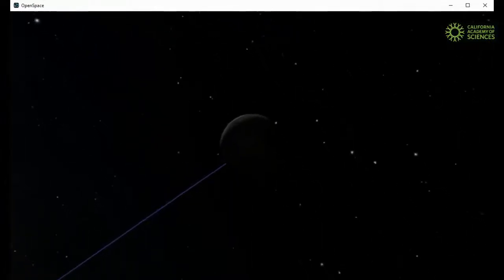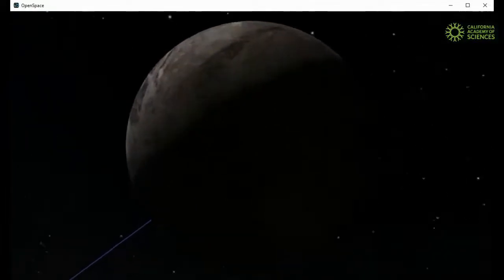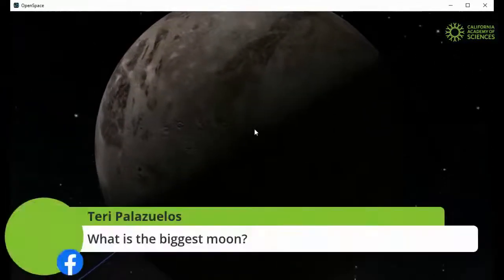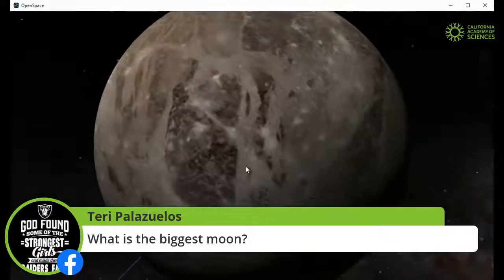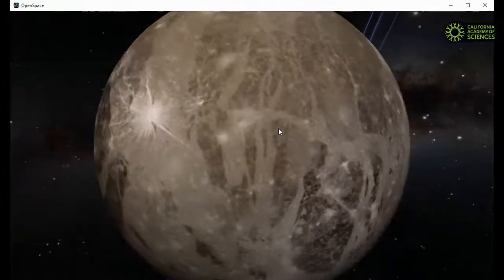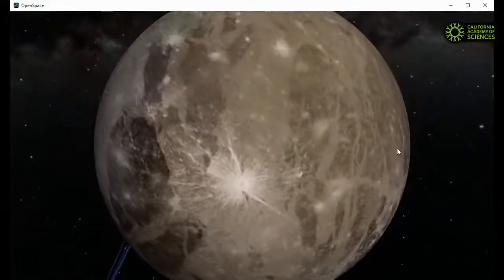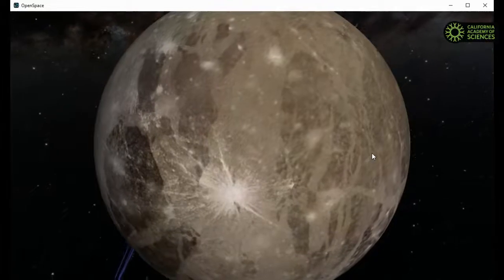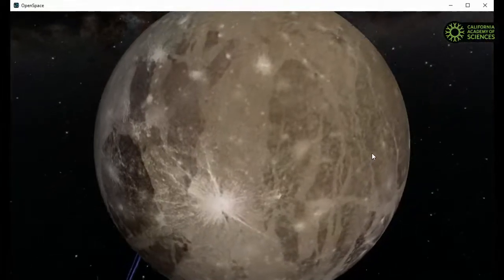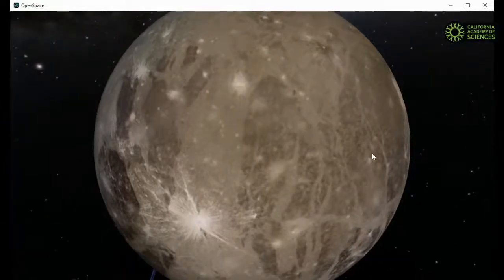Now, Ganymede is the only one of the four Galilean moons named for a gentleman. You can look down at the surface. This is actually distinguished by being the other largest moon in our solar system. Terry wants to know, what is the biggest moon? Boom, you are looking at it, Terry. This is the biggest moon around. Ganymede is bigger than Mercury. Remember where we started? Smallest planet in our solar system? Biggest moon is actually larger than smallest planet.